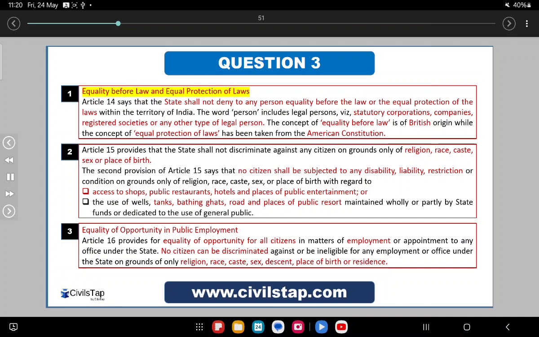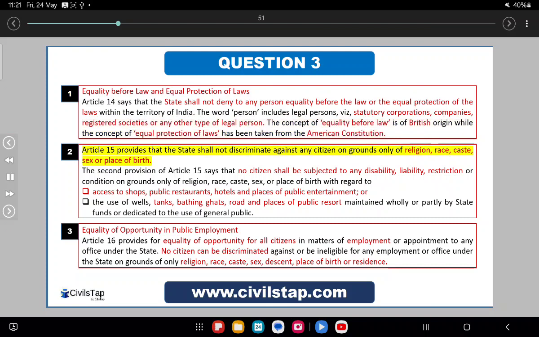Question 3. Equality before law and equal protection of laws. Article 14 says that the state shall not deny to any person equality before the law or the equal protection of the laws within the territory of India. The word person includes legal persons, namely statutory corporations, companies, registered societies or any other type of legal person. The concept of equality before law is of British origin, while the concept of equal protection of laws has been taken from the American Constitution.